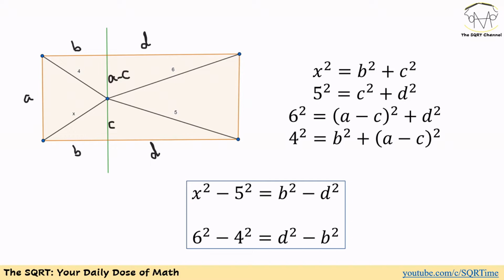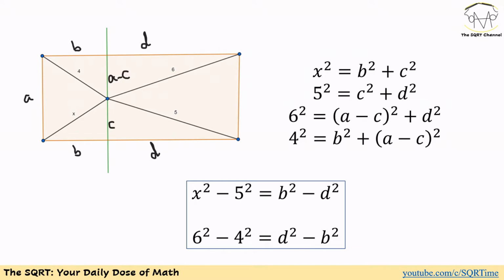Now let's focus on the first two equations. We subtract them, and then on the left hand side we are going to have x squared minus 5 squared. On the other hand, on the right hand side we can remove c squared, and then we only have b squared minus d squared. If we move to the second two equations and do the same thing, we are going to have 6 to the power of 2 minus 4 to the power of 2 is equal to d to the power of 2 minus b to the power of 2. Remember, a minus c squared is common and can be removed here.